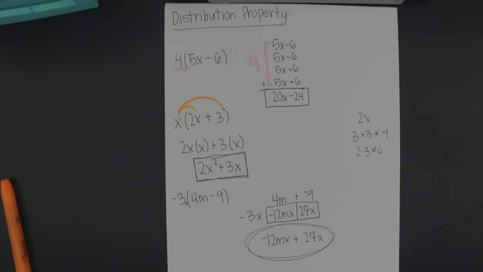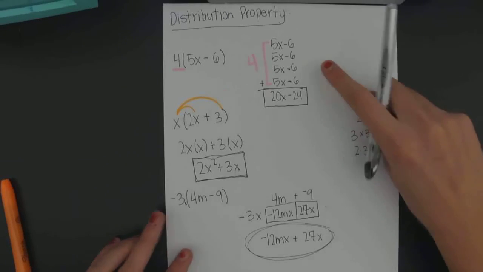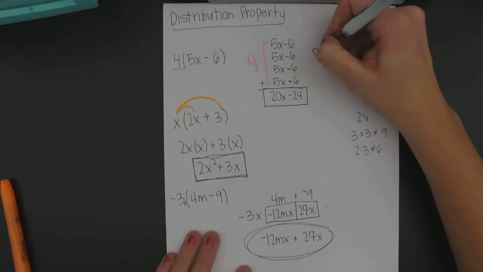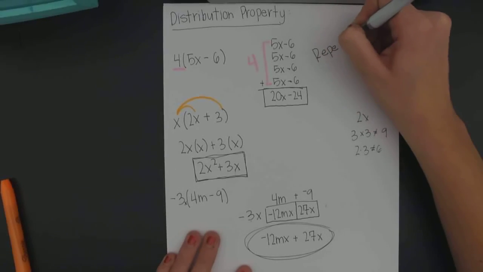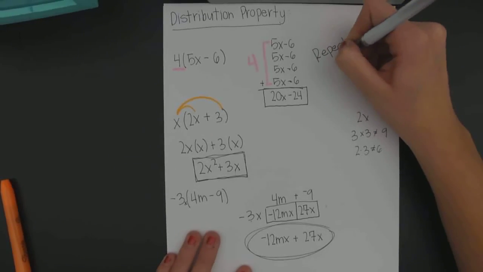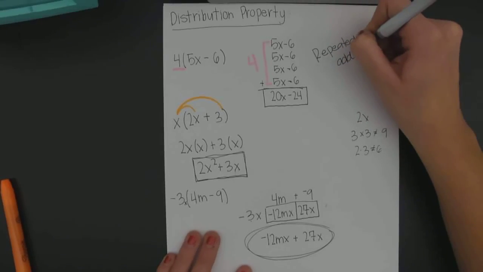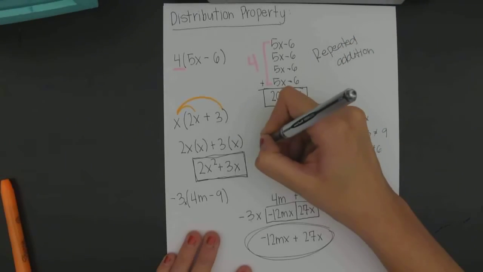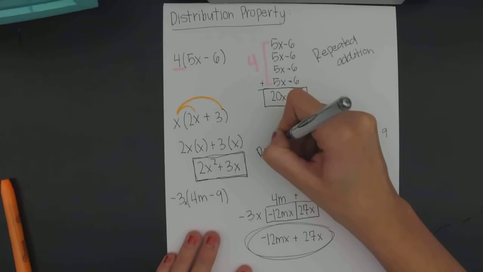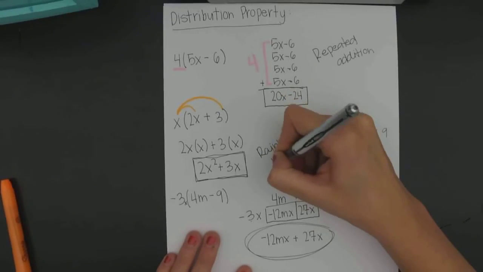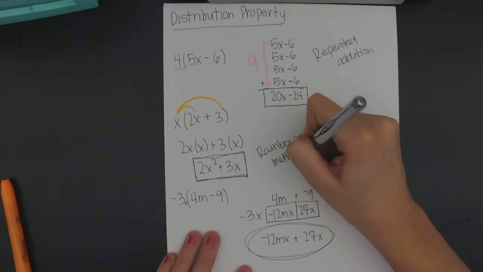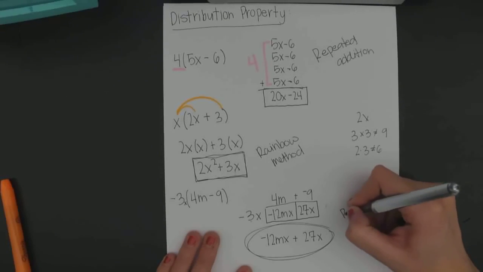So those are 3 different ways to do the distributive property. I don't care which way you learn it, but you do have to know the distributive property. So that's just 3 different ways to do it. Again, repeated addition, I'll even label them to help you. This is repeated addition. This is the rainbow method. And this one down here is our box method.